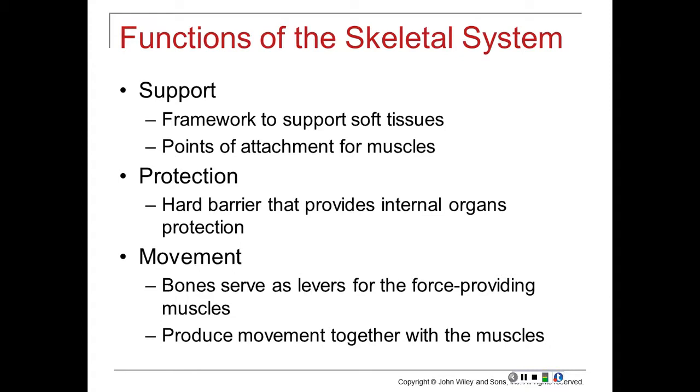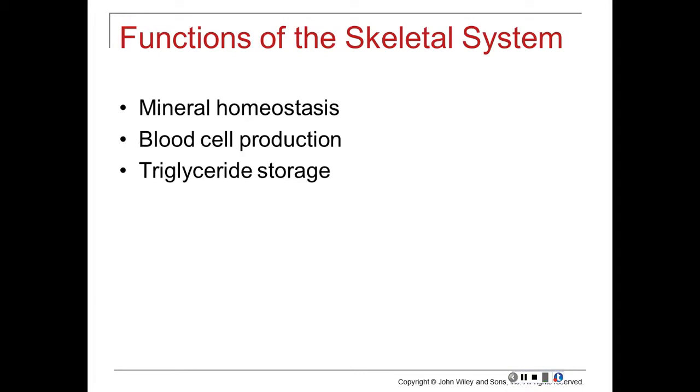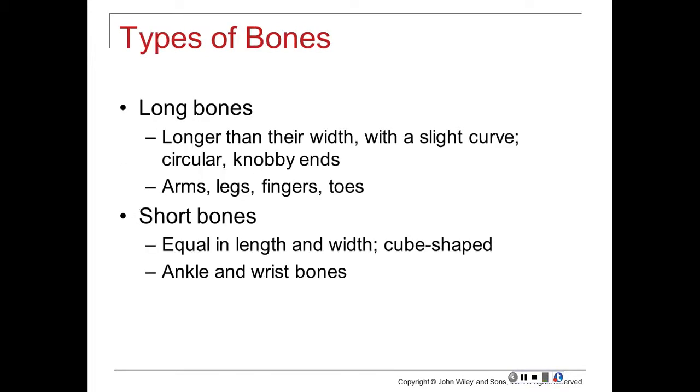So some specifics here. It provides a framework for our soft tissues and points of attachment for muscles. It also provides a hard barrier to protect some internal organs. Think about our brain and where our heart is, both protected by hard bones. Serves as levers for those force-producing muscles, and they help to produce the movement along with the muscles. They also provide mineral homeostasis, blood cell production, as well as triglyceride storage, as I mentioned. We'll get into those details when we get into some specifics later on.